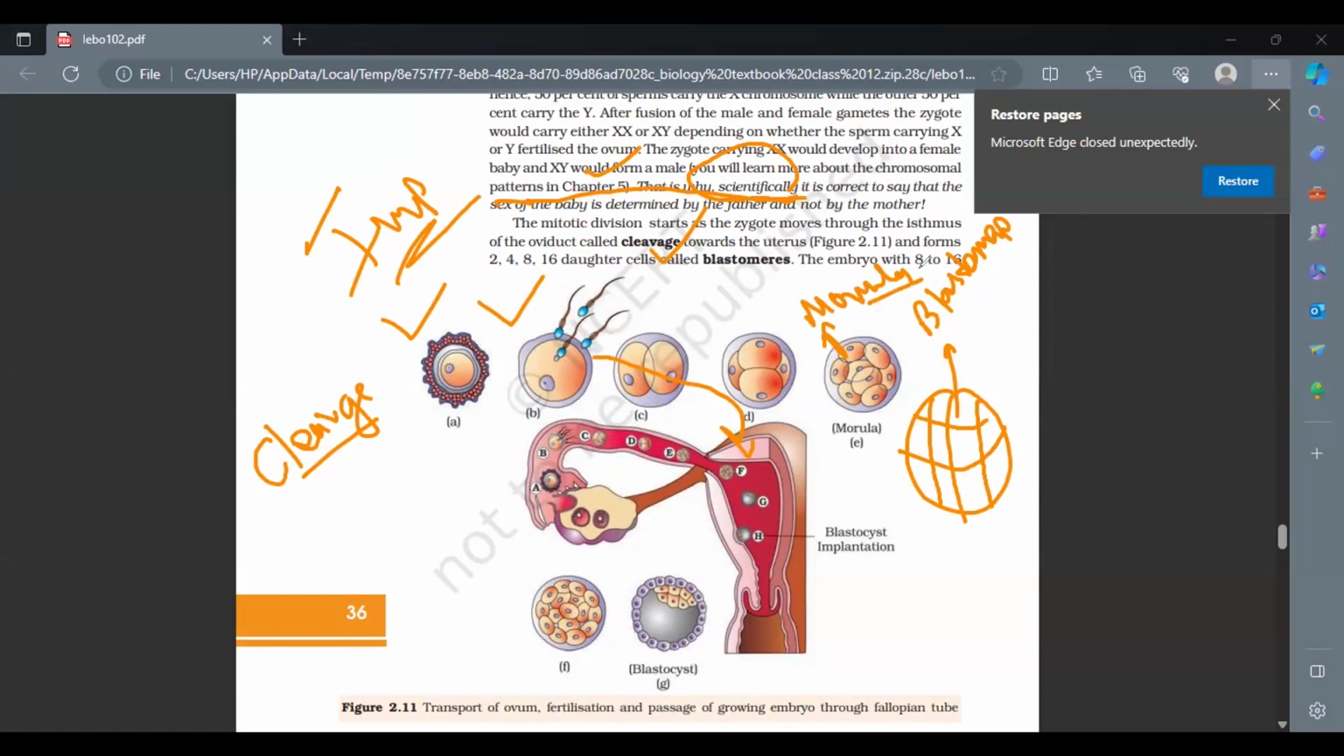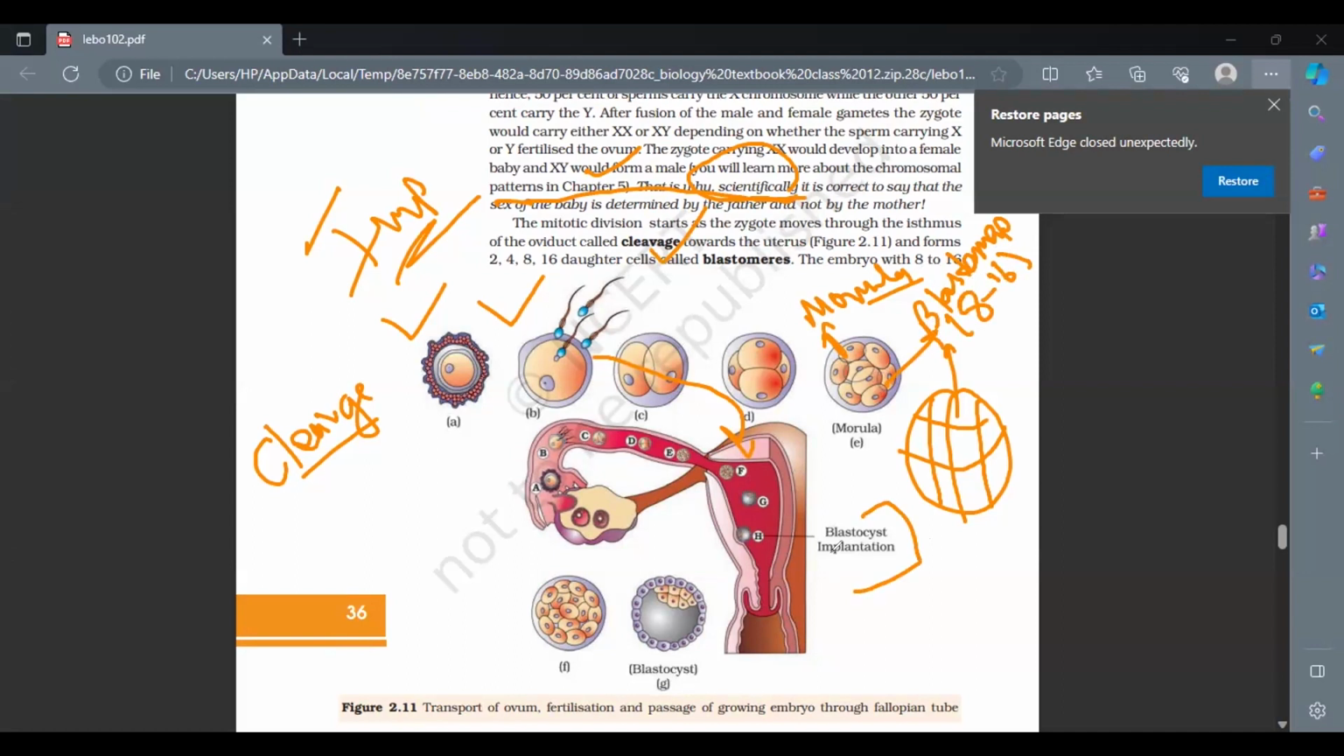It has not yet reached the uterus. It is somewhere in the last stages of the oviduct. It has become just a ball-like structure, and that is called the morula. Nearly 8 to 16 blastomeres are present in this morula, and the morula keeps rolling down, and finally it leads to the formation of the blastocyst.